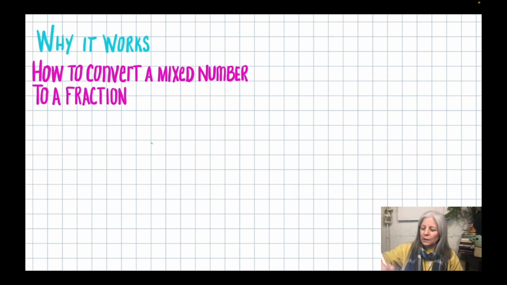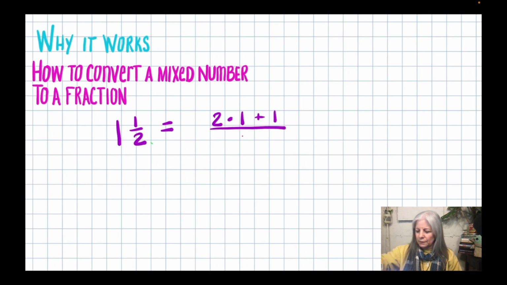Okay, so if we're given this 1 1/2, we're told to multiply the denominator times the whole number, then add the numerator to that number, and then put the whole thing over 2. Sometimes we forget how to do this, right? But I'm going to show you this piece first. So we're going to say 2 times 1 plus 1 all over the denominator, which is 2. 2 times 1 is 2, plus 1 more is 3. So we get 3 over 2.